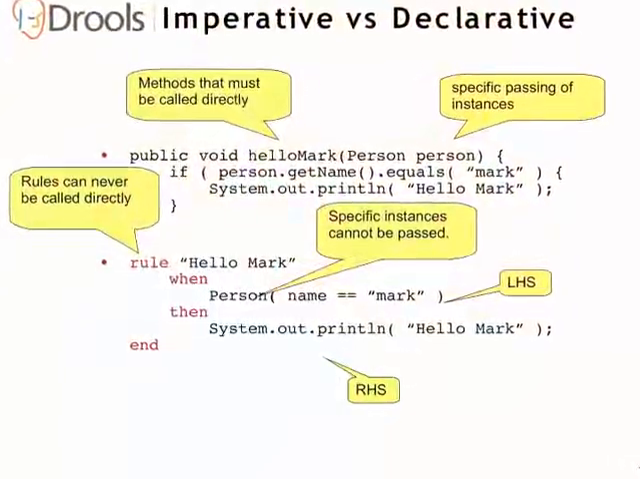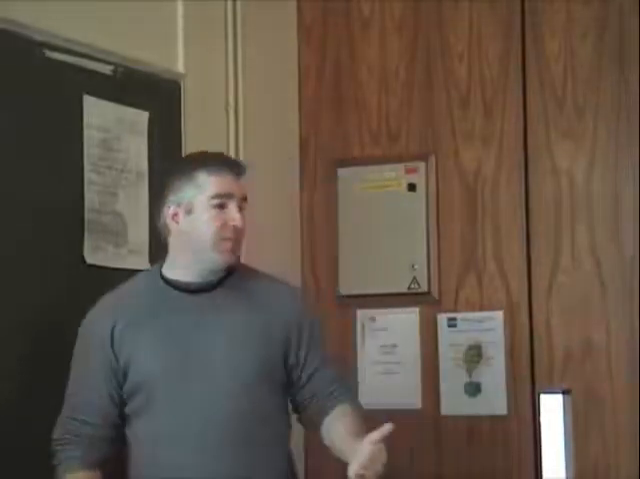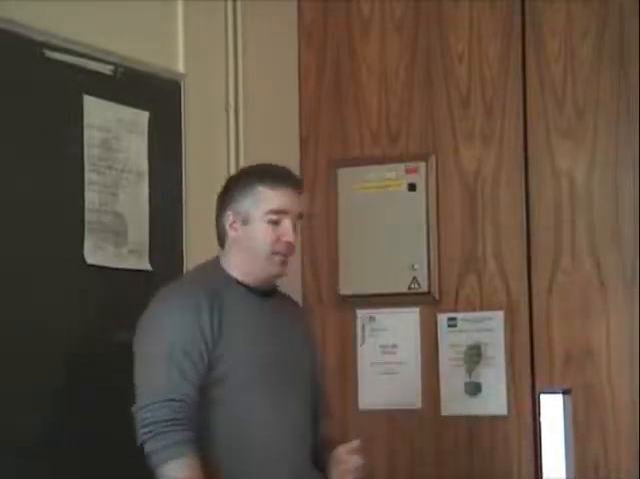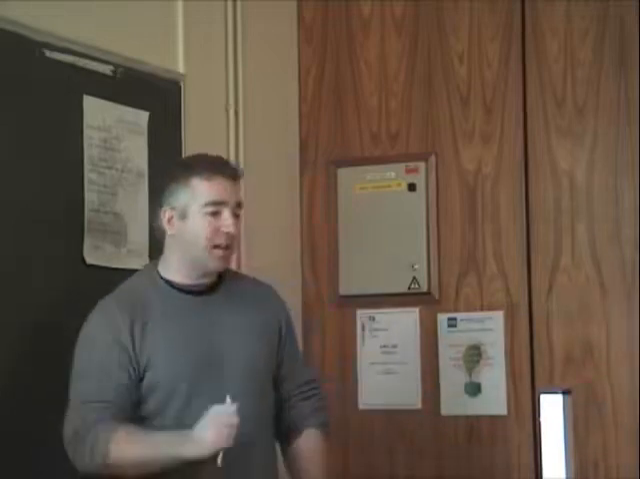So there's the left-hand side, where the person equals Mark. There's the right-hand side, print, hello Mark. What's the difference between this and the rule? Methods must be called directly. You pass a specific instance in. It is imperative. Do this now with this data. It is a command.